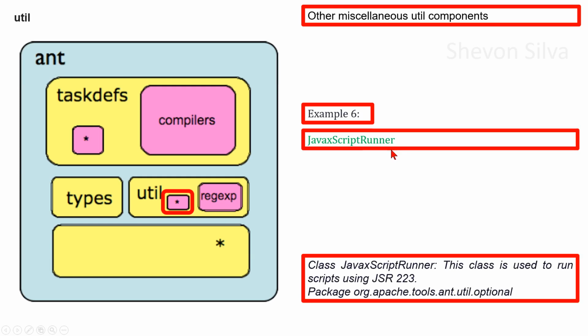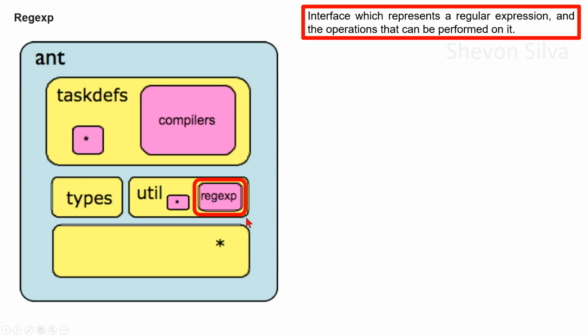Class JavaScriptRunner. This class is used to run scripts using the JSR 223 package. This is in the package org.apache.tools.ant.util.optional. Now we are focusing on the RegexpInterface, which represents a regular expression and the operations that can be performed on it.